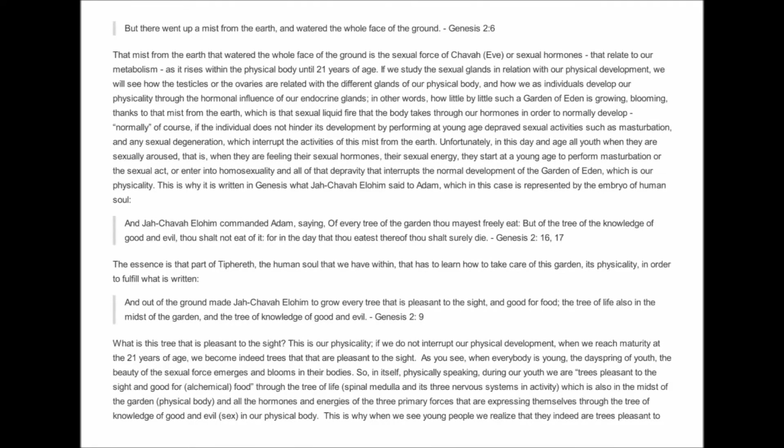And that's why it is written there that Jehovah Elohim said to Adam, which in this case, of course, represents the human soul. Because many times we said that Tifereth, the human soul, is that part that we have within that has to learn how to take care of this garden, of this physicality. And that's why it is written there that out of the ground made the Lord God, or Jehovah Elohim, to grow every tree that is pleasant to the sight.